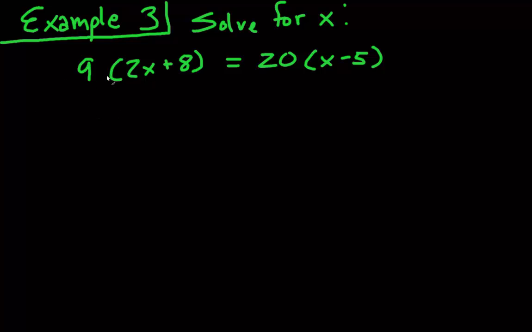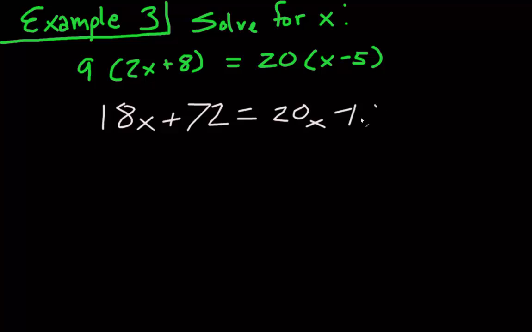Okay, so we've got another one, except this time we've got parentheses on both sides. So I'm going to do the same thing I did in the last problem. I'm just going to go ahead and distribute everything out that I can. So I've got 9 times 2x equals 18x. And 9 times 8 equals 72. Equals 20 times x is 20x. And 20 times negative 5 is negative 100.